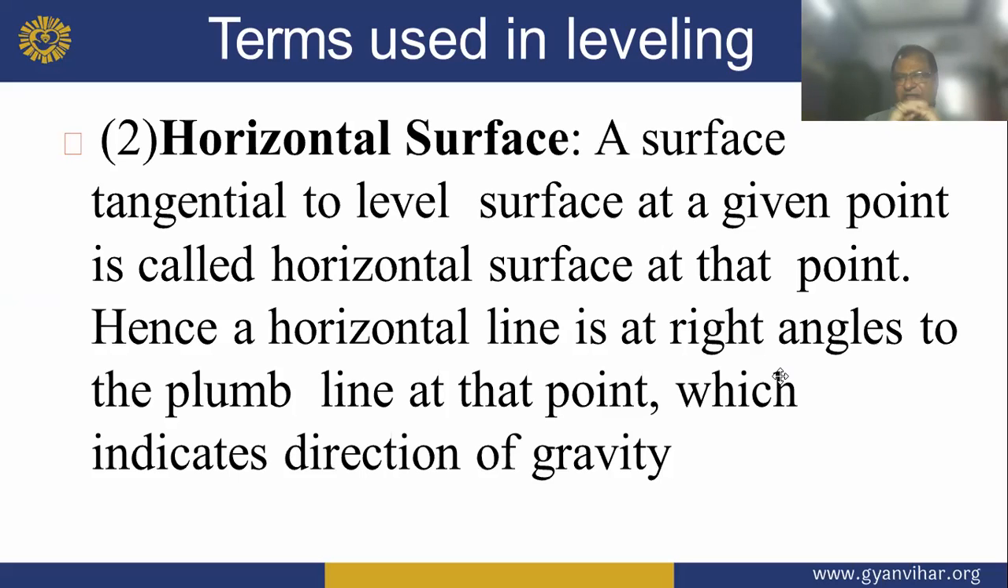Now, what is the horizontal surface? A surface tangent to level surface at a given point is called horizontal surface. At the point, hence a horizontal line is at right angle to the plumb line of the point, which indicates the direction of gravity.